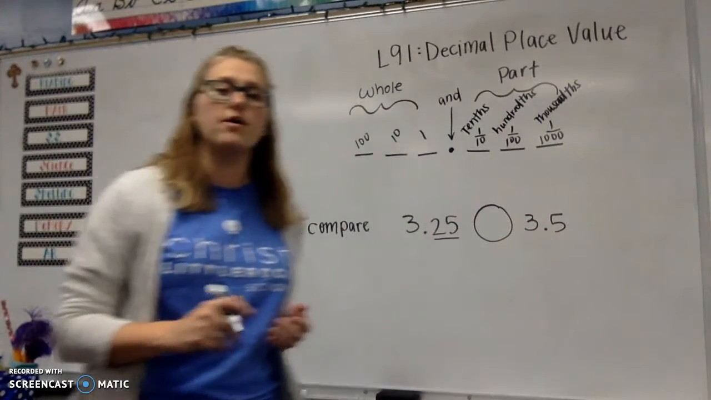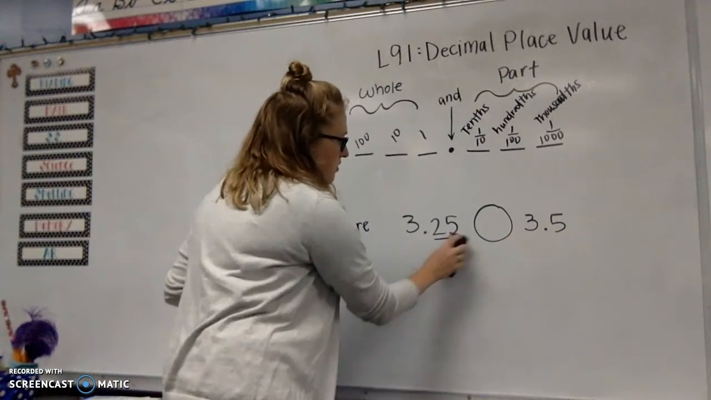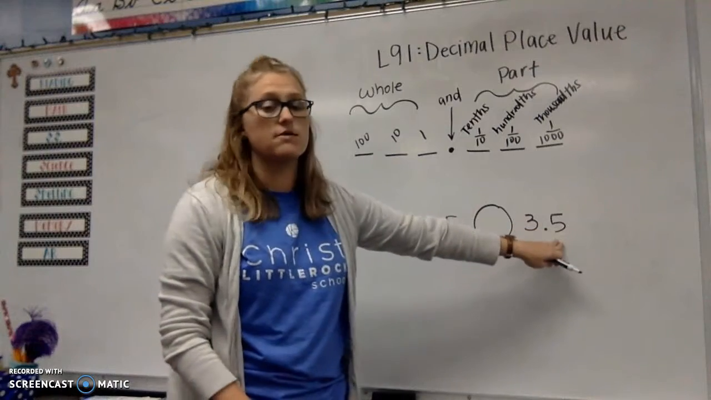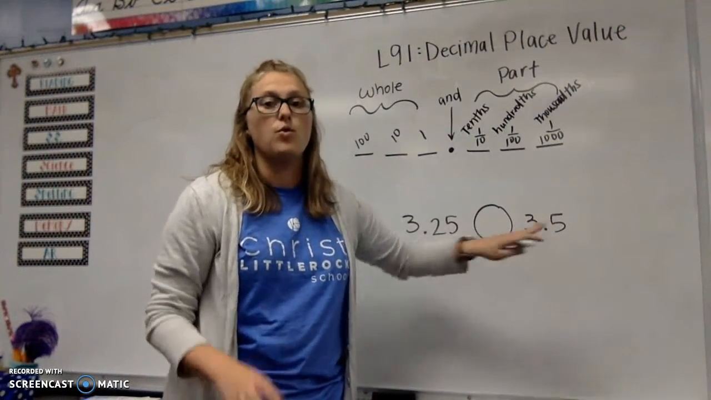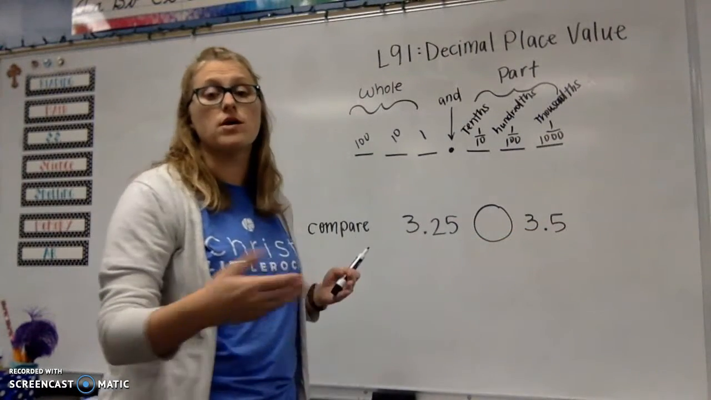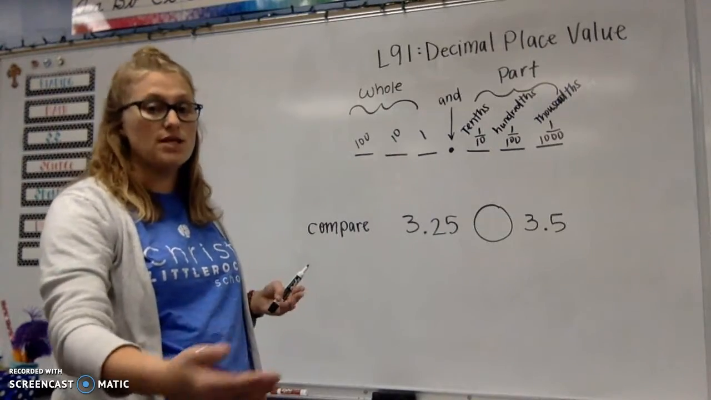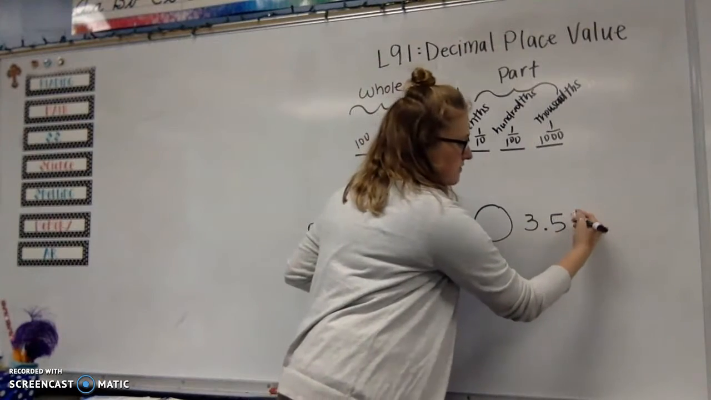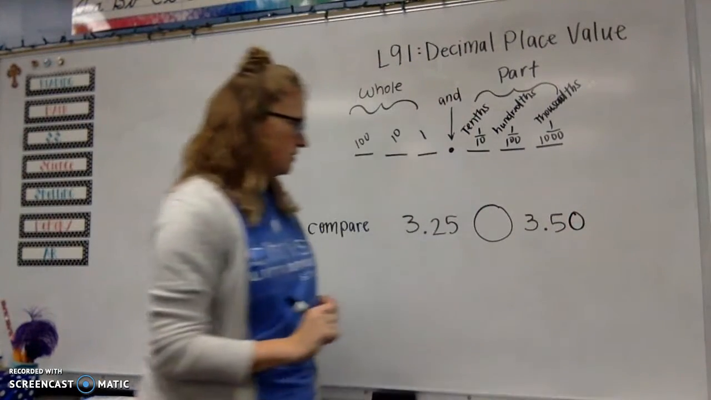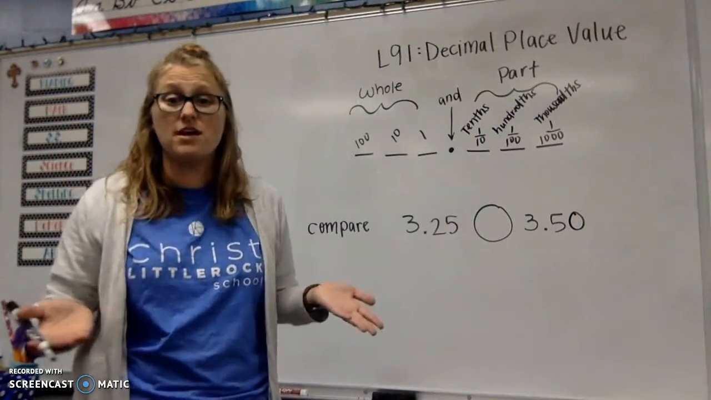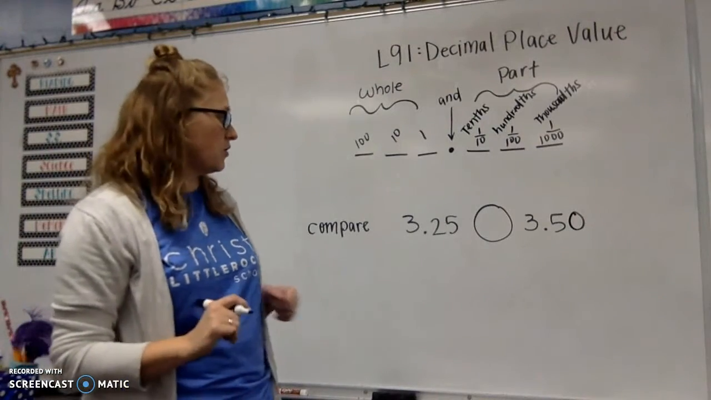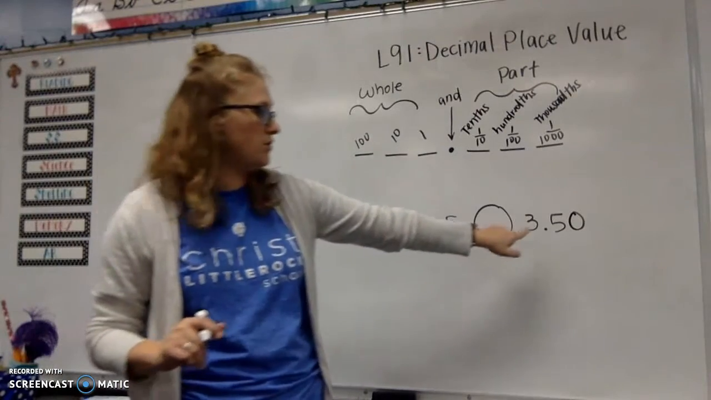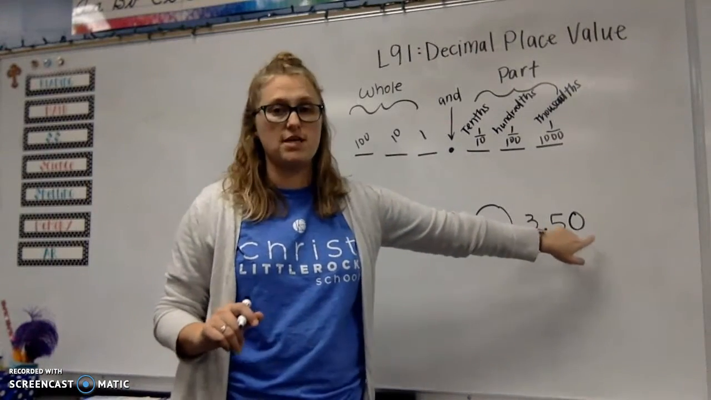Okay, when we're comparing fractions, notice how this side is out of 100 and this side is out of 10. We know that we can add zeros, as many zeros as we need to the end. So we can change this 10 number to be out of 100 by adding a 0, because 5 tenths and 50 hundredths is the same thing. So now we know that 3 and 25 hundredths compared to 3 and 50 hundredths.